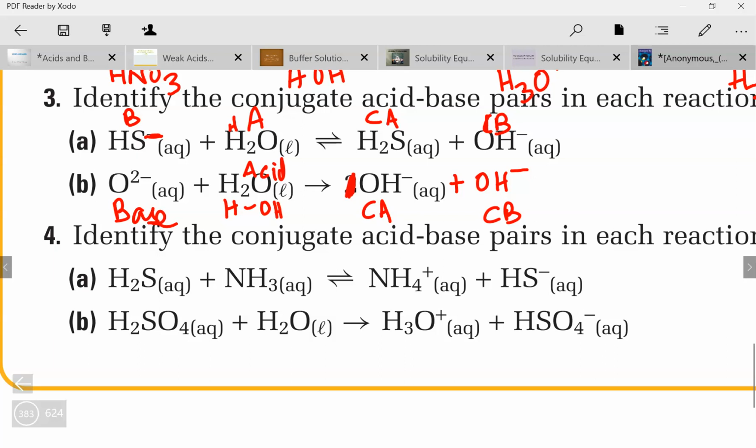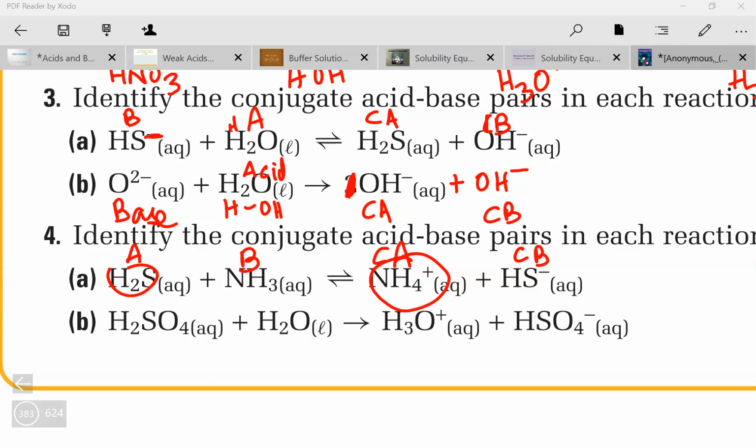NH3 is accepting an H plus. So NH3 is accepting a H plus to become NH4 plus. So that has to be the base, and NH4 plus will then be the conjugate acid. And so this has to be the acid and its conjugate base, which makes sense because this proton has now left H2S and it's left with HS minus over there.